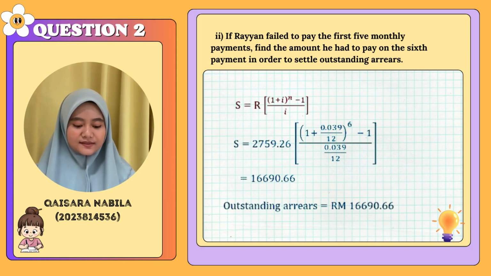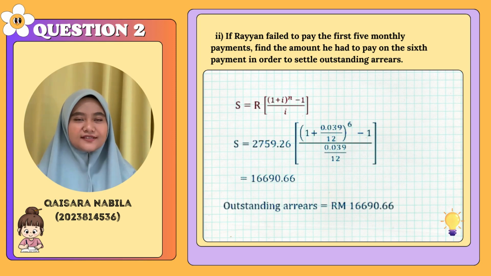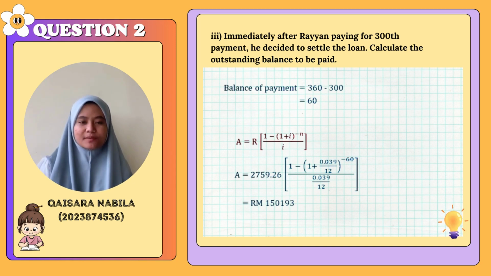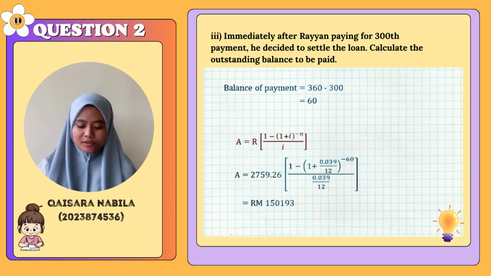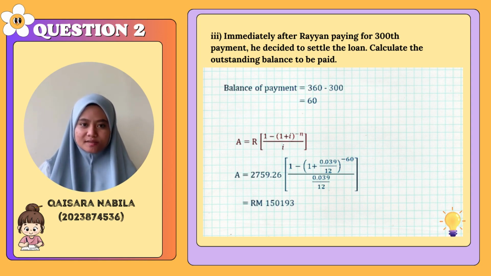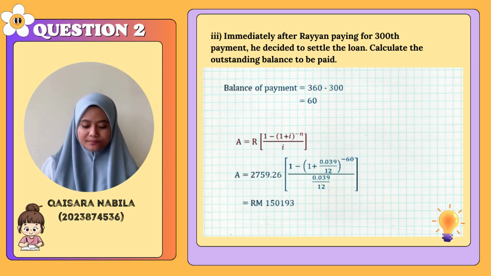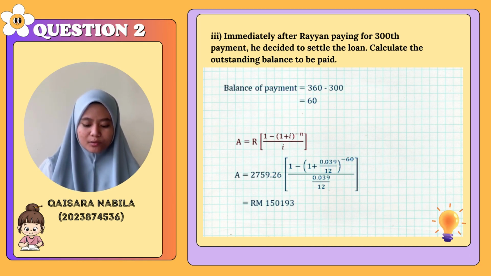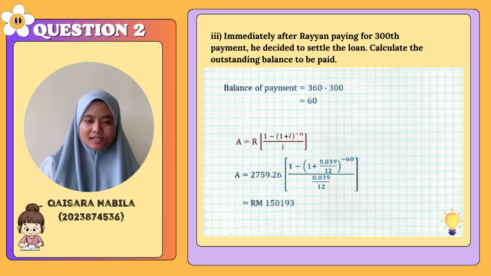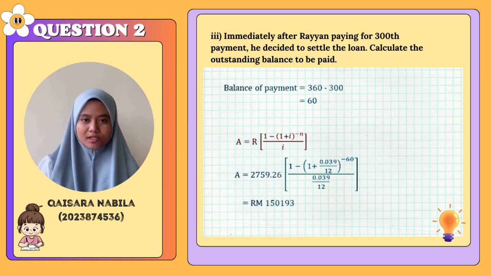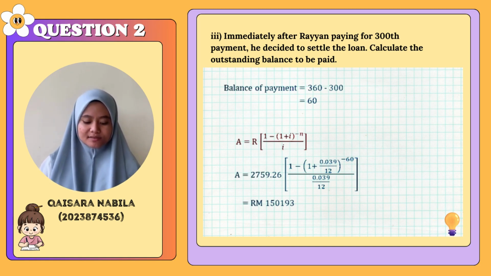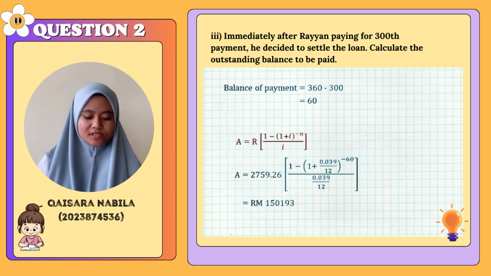The answer is 16,690.56. Last but not least, the question asks us to calculate the outstanding balance to be paid. So we need to find the balance of payment, which is 316 minus 300 equals 16. So we need to use this formula, A equals R(1 minus (1 + i)^-n) per i. So we just put the answer into the formula and we will get the answer. The answer is 50,193 ringgit.